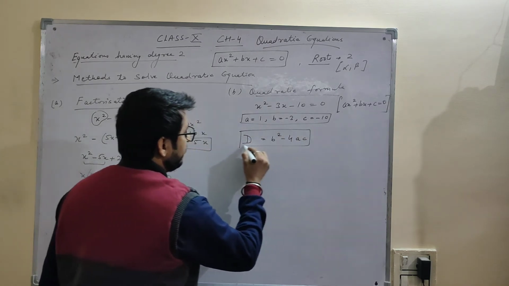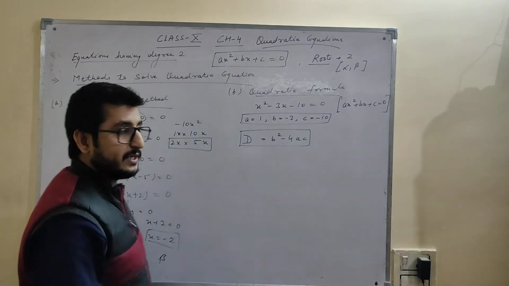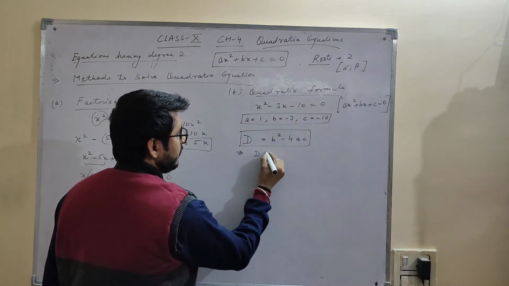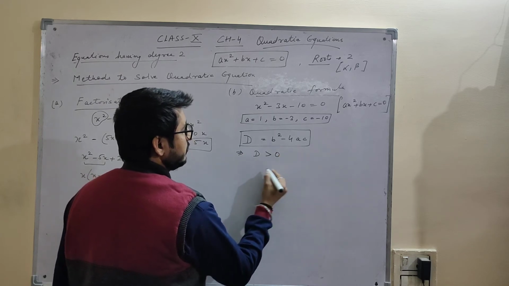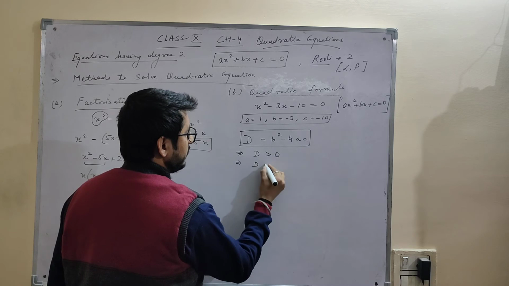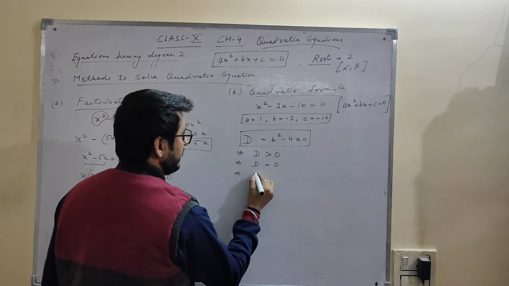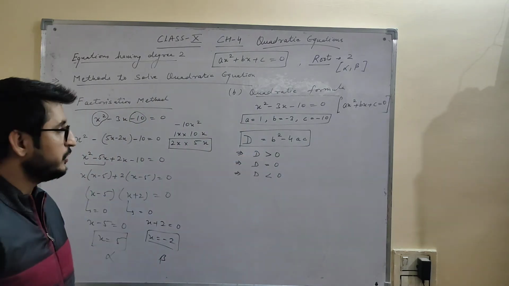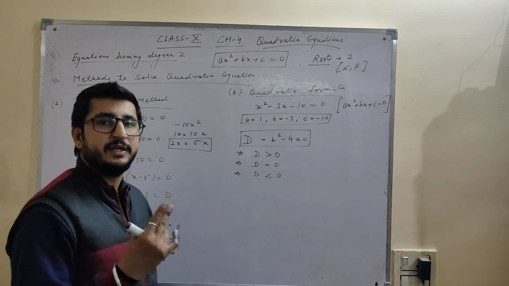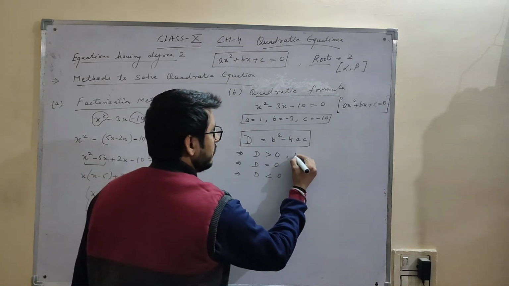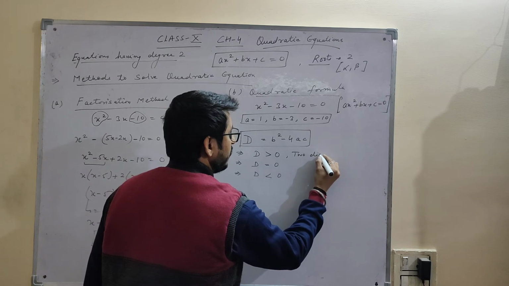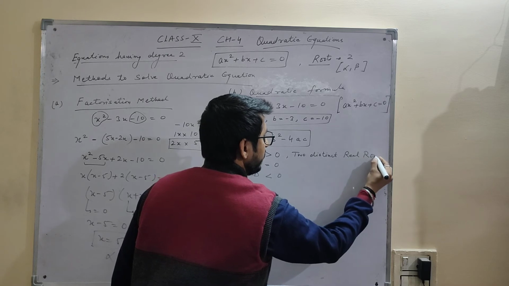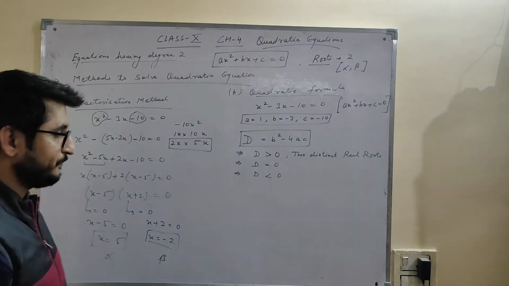Now there can be three different cases for D. What are the three different cases? D can be greater than 0, D can be equal to 0, and D can be less than 0. If D is greater than 0, you will be getting two distinct real roots of the quadratic equation.